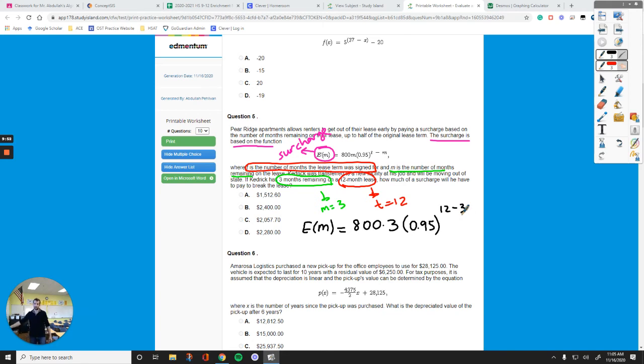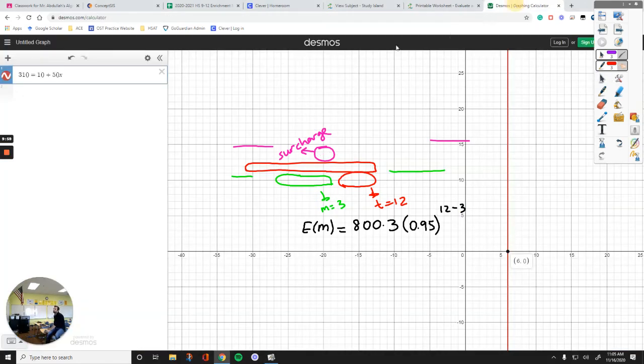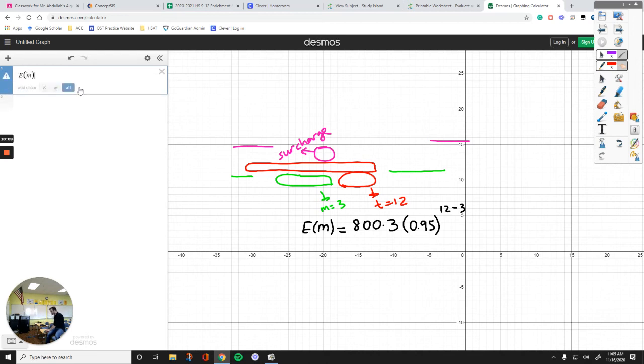I hope you don't expect to calculate this by hand. We are going to use Desmos. So if we get on Desmos and get rid of this line over here, I am typing the right side only. I can't even type the left side too. I don't think it's going to make any difference. Let's just see. Equals 800 times 3, I need a parentheses, 0.95 to the power of 12 minus 3.